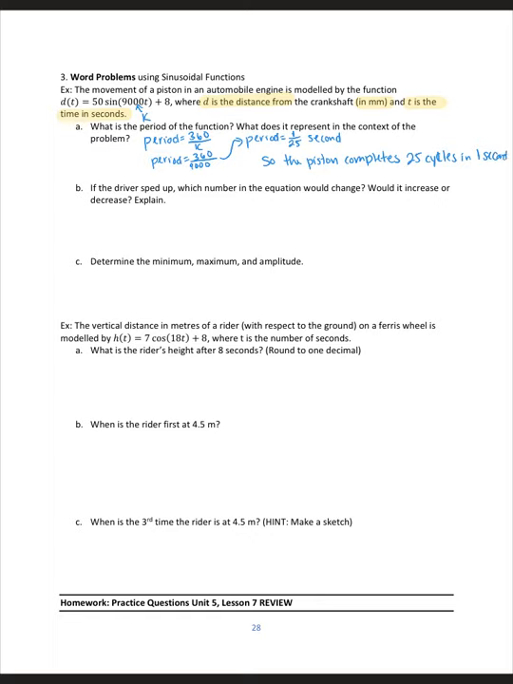Okay. If the driver sped up, which number in the equation would change? Would it increase or decrease? Well, think about that for a minute. If the driver sped up, if he started going faster, then wouldn't our period decrease, right? It would take less time for the piston to complete one cycle if the driver decided to speed up. So the period would decrease.